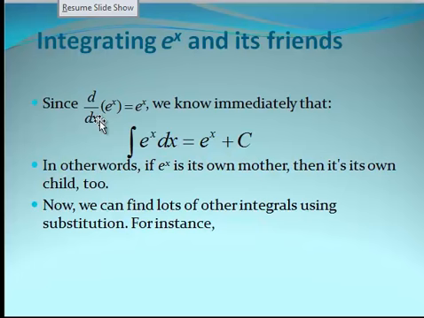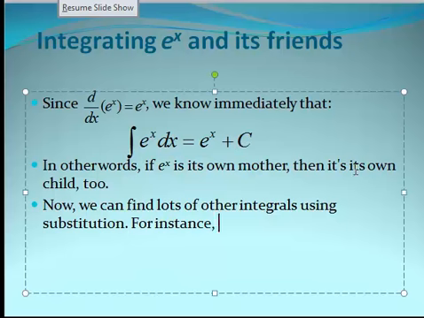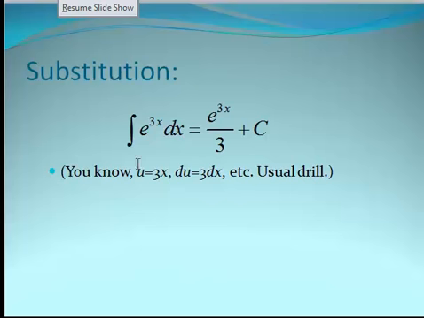Now, since the derivative of e to the x is just e to the x, we know immediately that the integral of e to the x is just going to be e to the x plus some c. So if e to the x is its own mother, then it's its own child, and we've probably mutilated that analogy as far as we possibly can. We can find a lot of other integrals using substitution. So for example, and you will see this, make sure you remember how to do it.